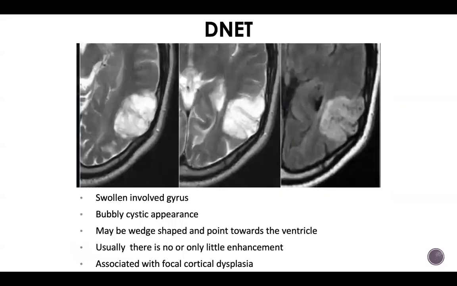DNET, as I was talking about earlier, is a tumor that has a typical bubbly appearance, usually present at the cortical region. They cause a swollen gyrus, and they may be wedge-shaped, and they point towards the ventricles. Usually there is little or no enhancement of these lesions, and they could also be associated with FCDs.